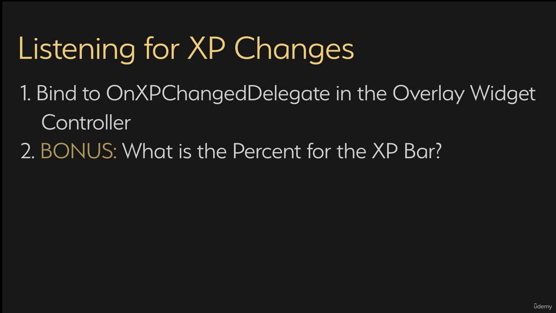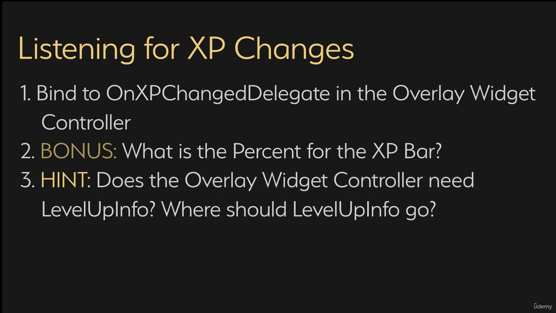Now, this is deceptively a little bit more difficult than you might think, as the way that we calculate the percent depends on what level we are. So, see if you can figure that out. And as a hint, does the overlay widget controller need level up info? Because level up info contains those level up requirements for XP for each level. So, see if that's something you're going to need.